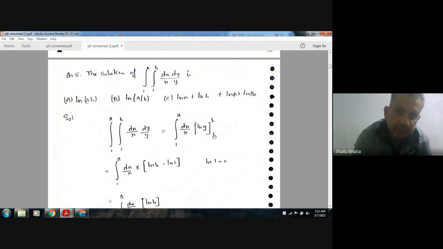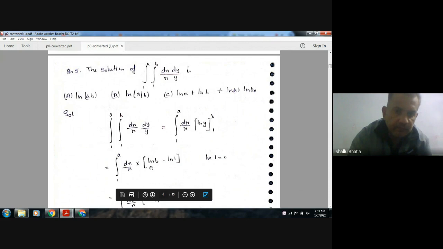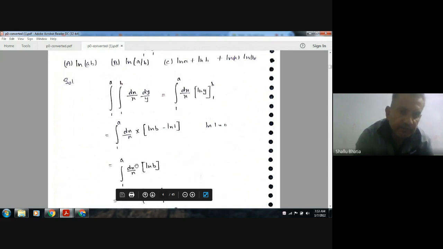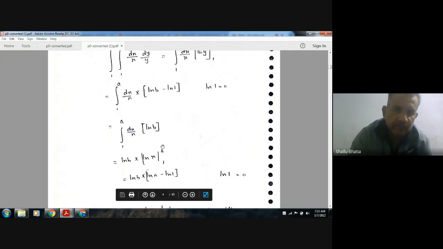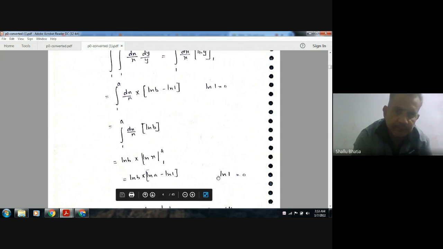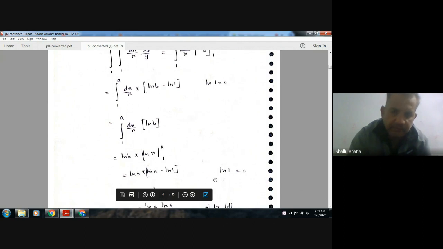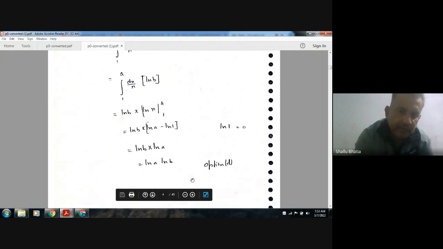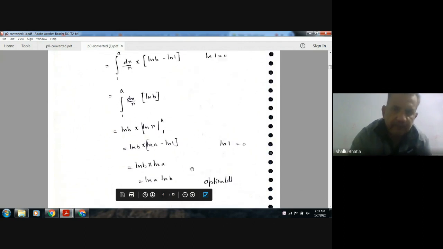So dy by y integrates to ln y, and the limits are b and 1. Putting limits b and 1, ln 1 is 0. So now we have the integration from a to 1 of dx by x times ln b. Similarly, we can integrate again, so ln b comes out, as it is constant for dx by x. The integration of dx by x is ln x. Putting limits a and 1, ln 1 is 0. So the answer is ln a ln b, and option D is the right answer.